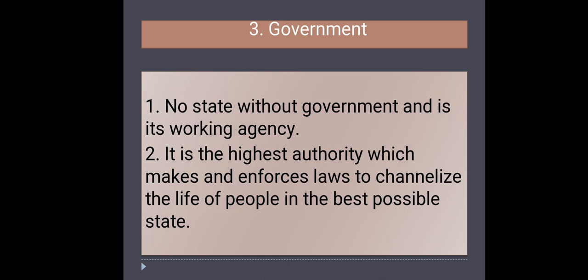Now if we talk about the government, why is government required? Because when we talk about the population, small or huge, and a territory, government is required to maintain that population in order, so that an ordered, well regulated and channelized society be created or maintained. So what does the government actually mean? The state is represented by the government, an active agency of the state. This is the highest authority which makes and enforces laws to channelize the life of the people in the best possible manner.